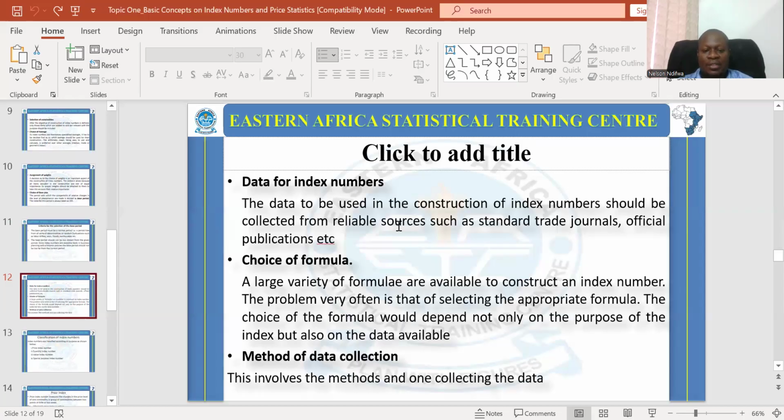Lastly, the method of data collection also has problems in the construction of index numbers. So you should be able to come up with the appropriate method for data collection. Because if you have an appropriate method of data collection, it means you will be able to get quality and reliable data for the construction of index numbers.